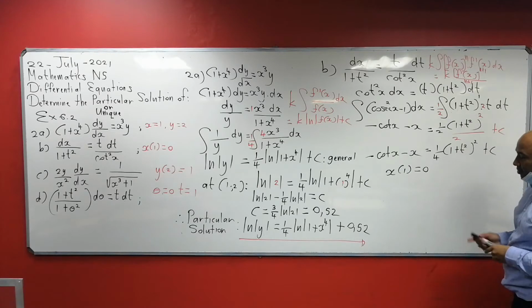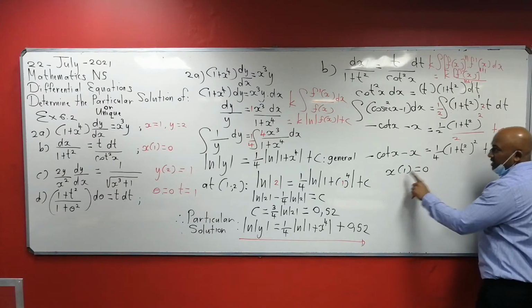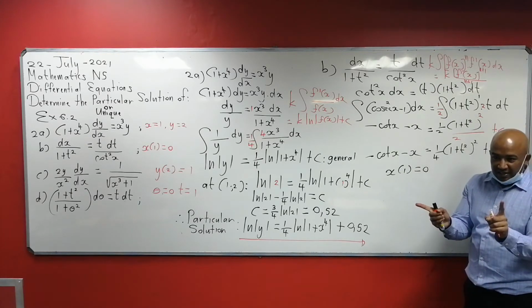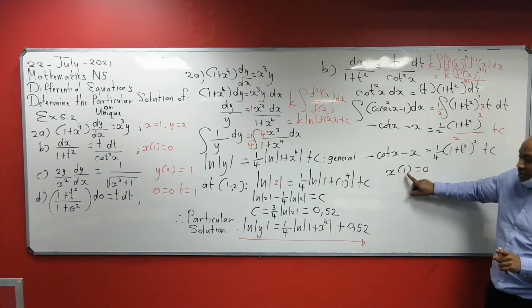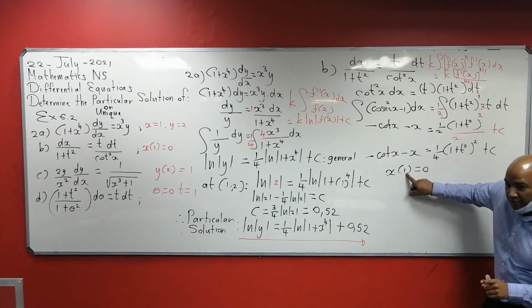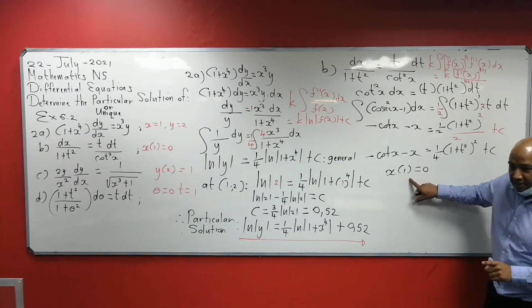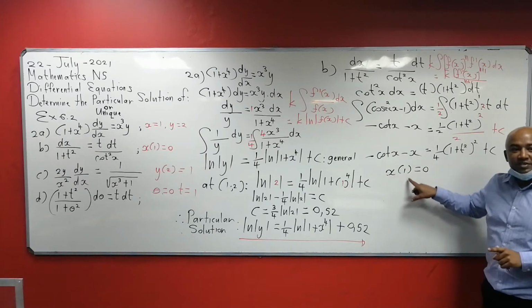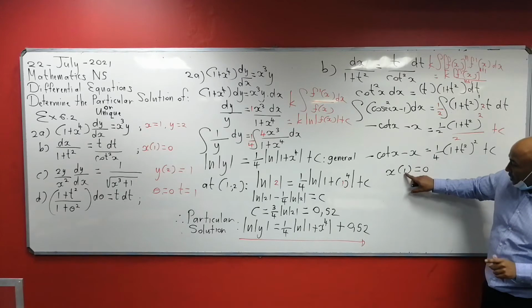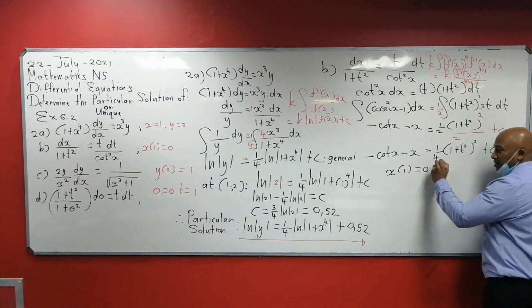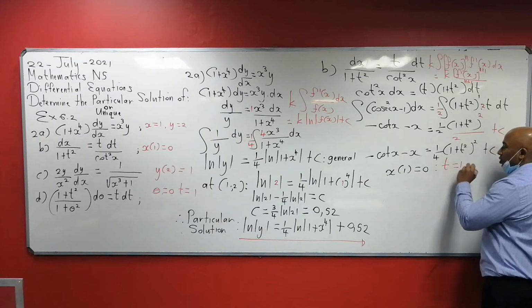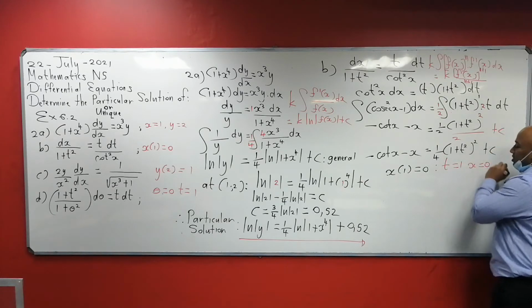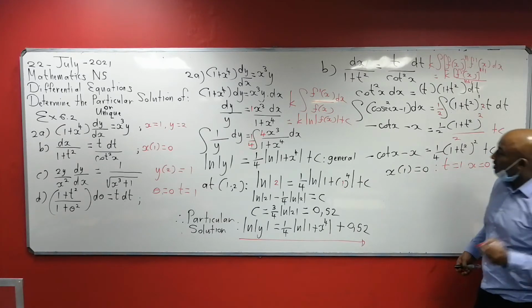What does that mean? Obviously there's x and there's t there. So now, x of 1 means x of t. That means when t is equal to 1, it's like f of x. But in this case, it's f of t, or x of t. So you must be able to understand the information given to you. When t is equal to 1, x is equal to 0. That's what it means.